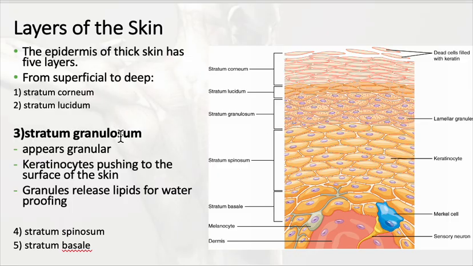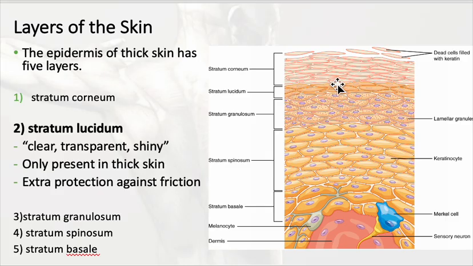And where stratum granulosum gets its name is that the cells appear granular. So this grainy appearance refers to the granules that exist within the cells here. And those granules serve the function of releasing lipids that provide the waterproofing aspect of our skin. So lipids repel water, right? Like dissolves like, and lipids are hydrophobic, so they contribute to the water repelling nature of our skin.